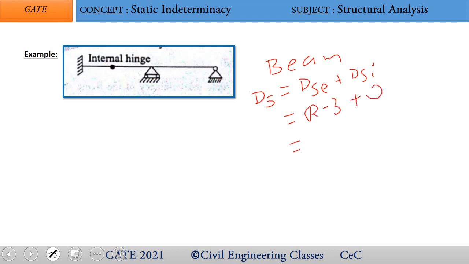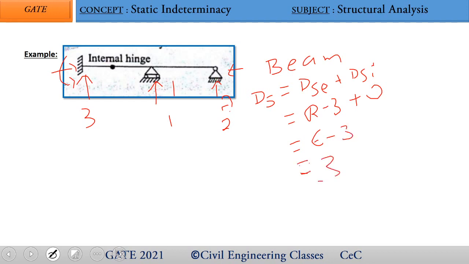So what are the reactions, r? Here there is a fixed support, so you will have 3 reactions. Okay. And this is a roller support, 1, and here is a hinge support, so there are 2 reactions. So totally 3 plus 1 is 4, plus 2 is 6. So 6 minus 3 is equal to 3.